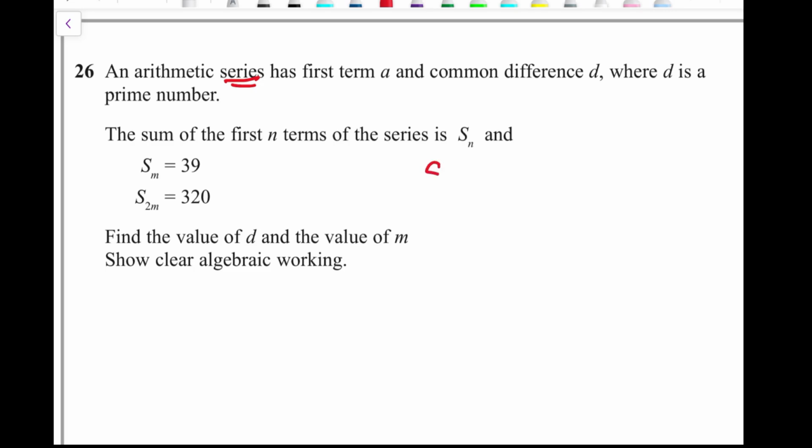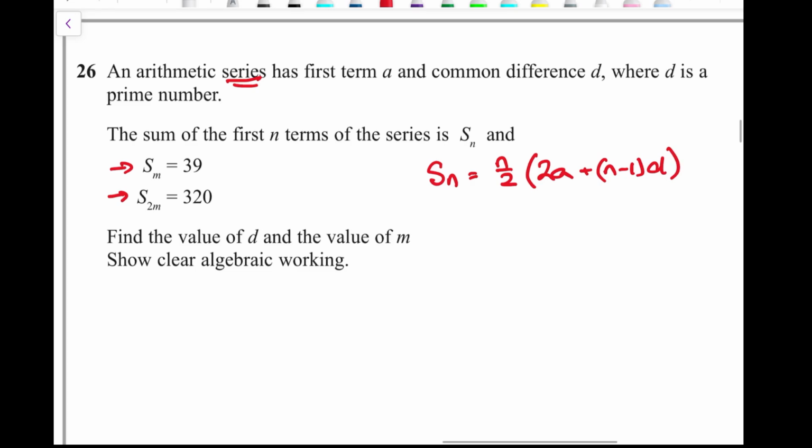The one thing that you do know is the sum of n terms is n divided by 2 times 2 times the first term plus n minus 1 times the common difference, and that gives you the sum of n terms. The reason that's relevant is because that is the only information the question gives you. Then the other thing the question tells you is it wants you to work out what D is, and what M is. It doesn't care what A is, but that might be something you want to work out along the way.